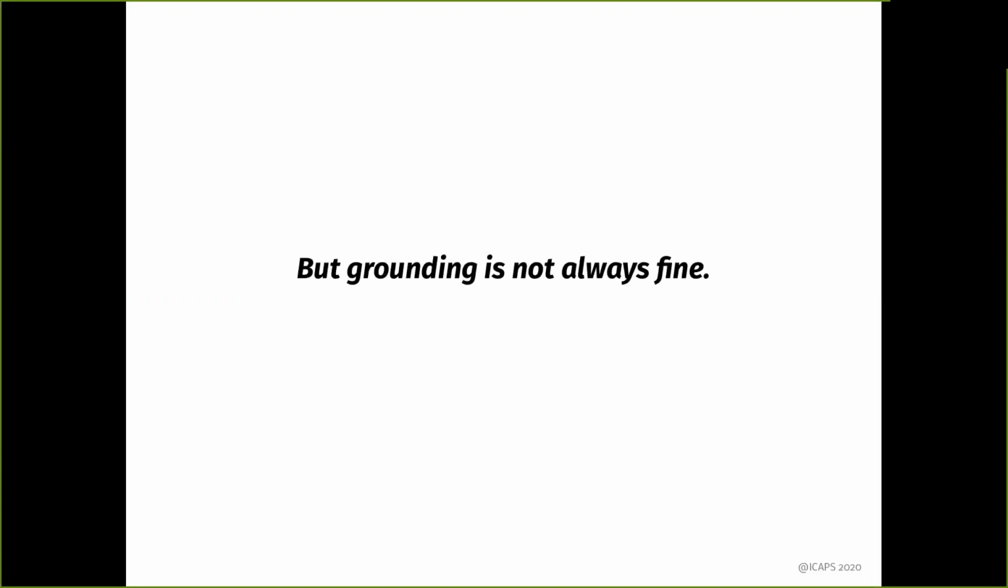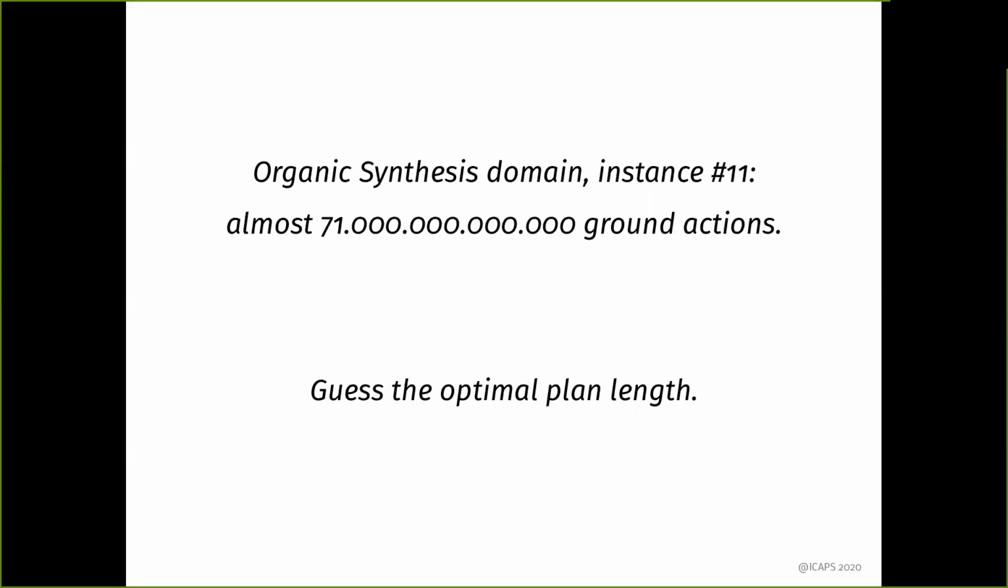But grounding does not necessarily need to always be fine. Grounding can also be the bottleneck in many of these tasks. So for example, in the organic synthesis domain, instance 11 more specifically, there are almost 71 trillion ground actions if you use a naive grounding algorithm for planning tasks. Of course, there are better algorithms than that, but they don't go much further. They still cannot handle tasks that are that large.